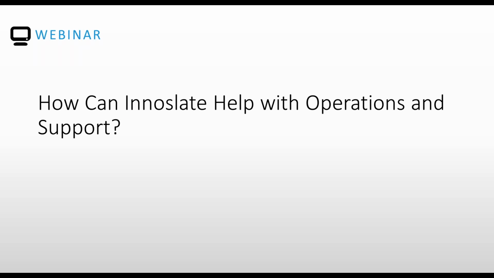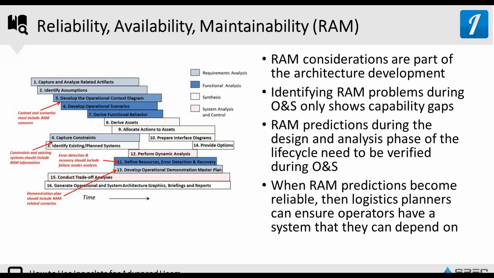The next topic was to talk about how we help with operations support, or the operations and maintenance cycle. One of the big areas that people forget about is reliability, availability, and maintainability. Those have a huge impact on the support side of the equation, and oftentimes those aren't identified early enough in the process.